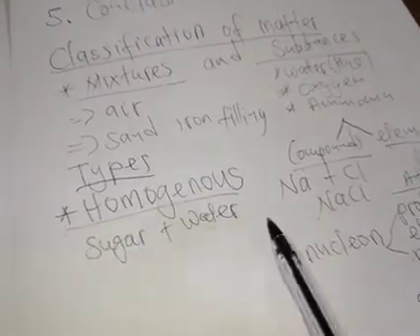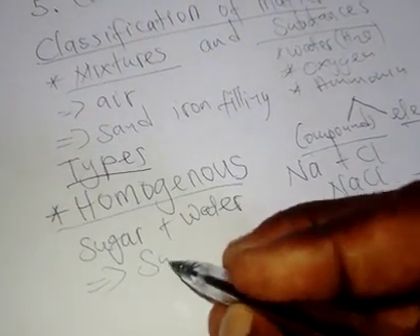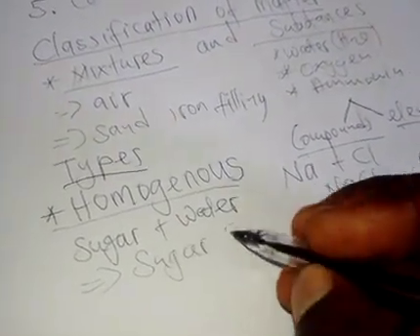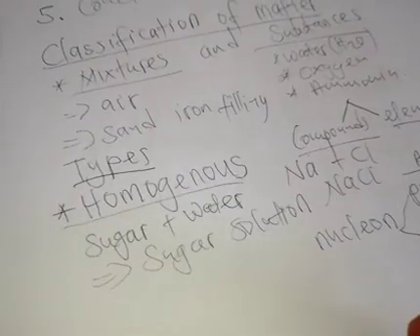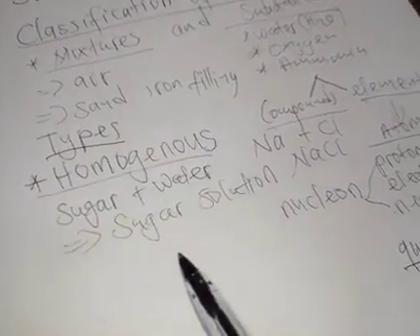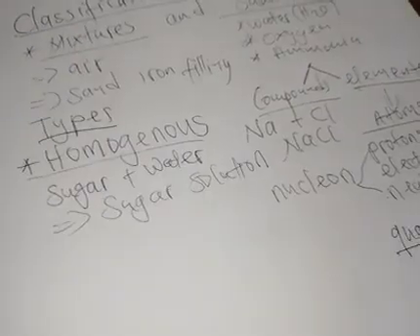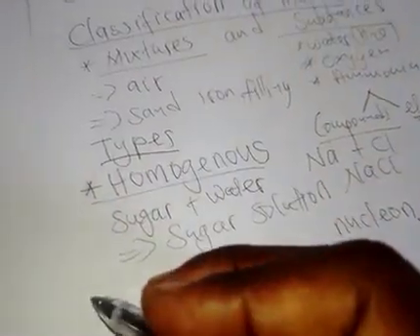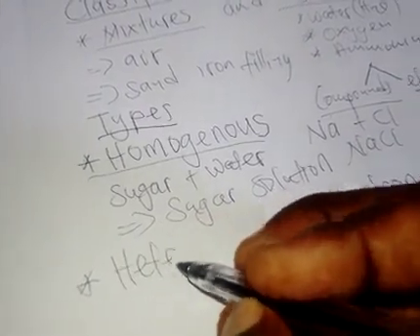So sugar and water form what we are calling a sugar solution. So that is a mixture. A homogeneous mixture is actually a solution. We can call a homogeneous mixture a solution. Then the second type of mixture is heterogeneous.